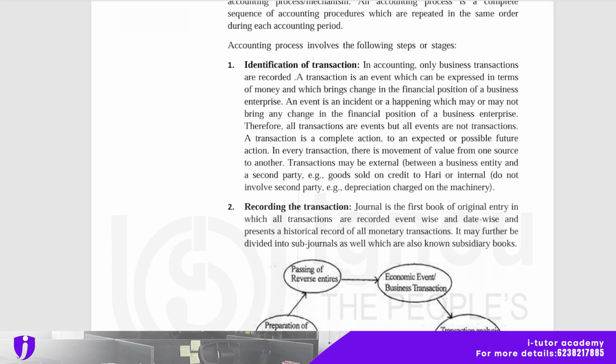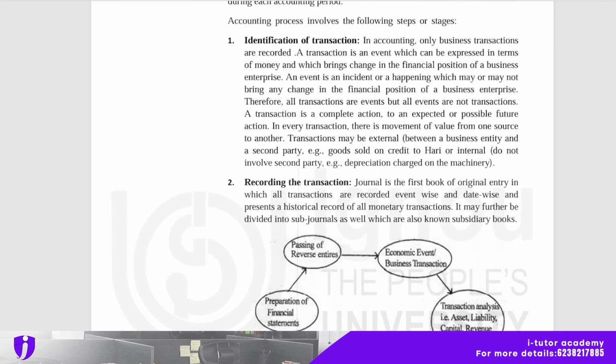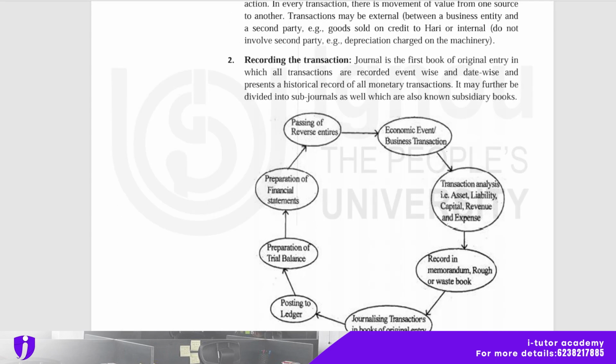First one is identification of transaction. In accounting, only business transactions are recorded. A transaction is an event which can be expressed in terms of money and which brings change in the financial position of a business enterprise. An event is an incident or happening which may or may not bring any change in the financial position of a business enterprise. Next is recording the transaction.